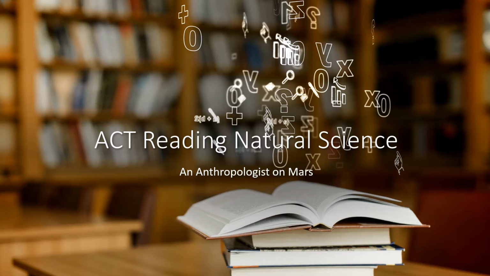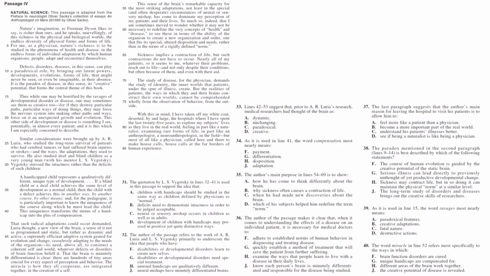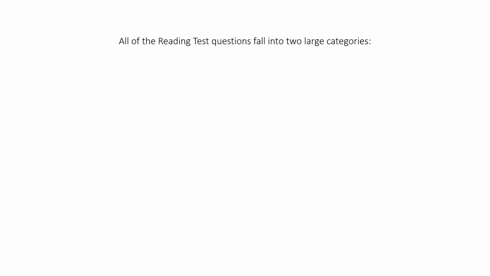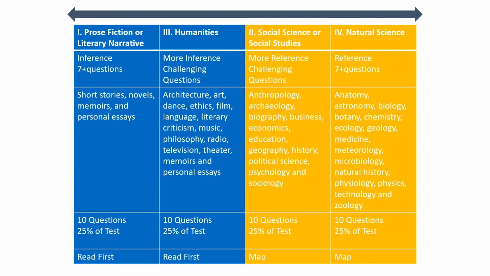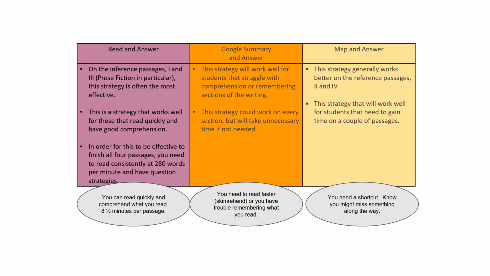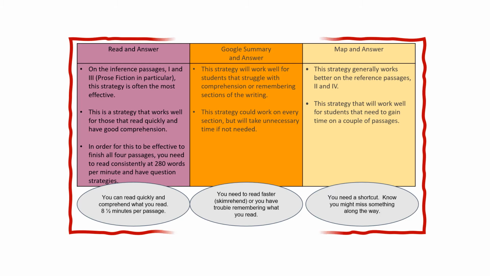We're going to go over the ACT Reading Natural Science passage, An Anthropologist on Mars. If you're going to just follow along with the video, be sure to pull up your copy of the text. There are two categories on the ACT Reading, reference and inference, and natural science falls into the reference category. You'll see it's at that far end of the reference. It's a very organized, usually logical passage. And because of that, any one of our three primary strategies will work on natural science.